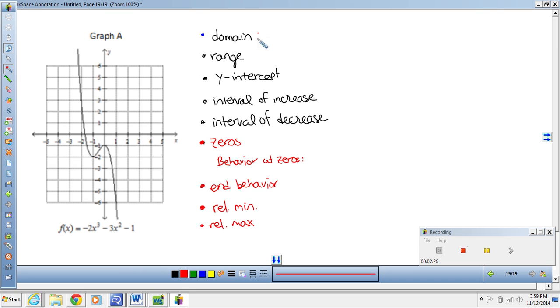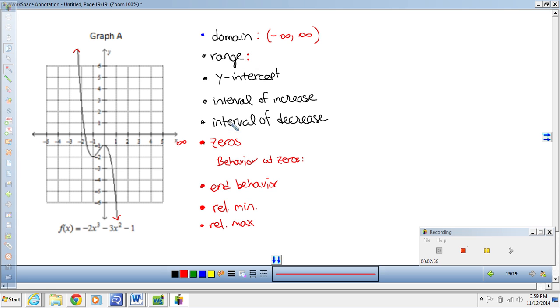So let's look at the domain. Remember the domain goes from left to right. So what is the point that is farthest to the left that this graph will go to? It would be negative infinity. And then what is the point farthest to the right that this graph will go to? Remember these have arrows, so they continue on forever and ever and ever. So this is going to go forever in the downward direction, but it is also going to go on forever in the right direction. So it is also going to approach positive infinity eventually.